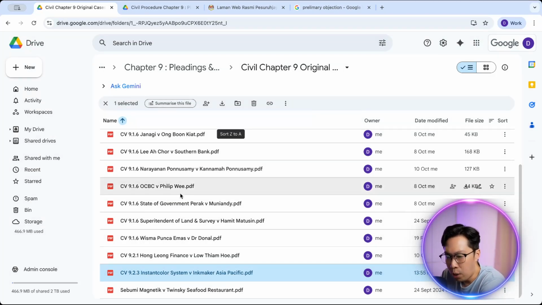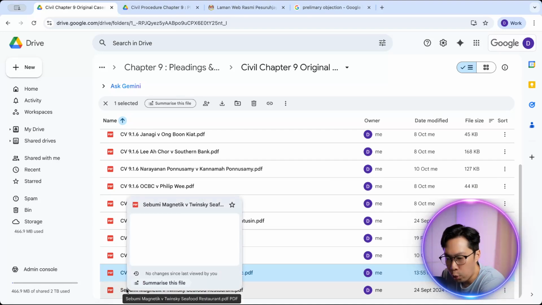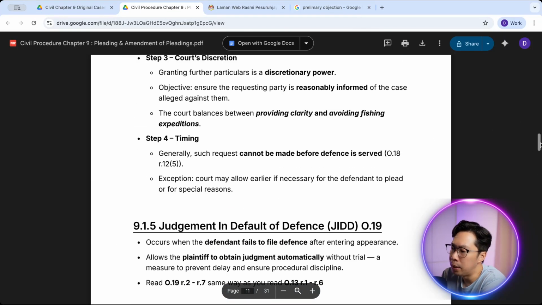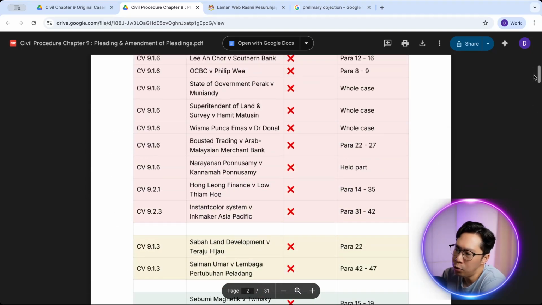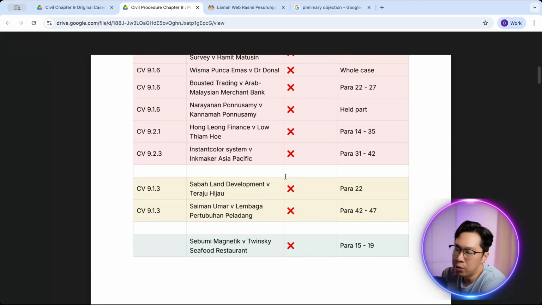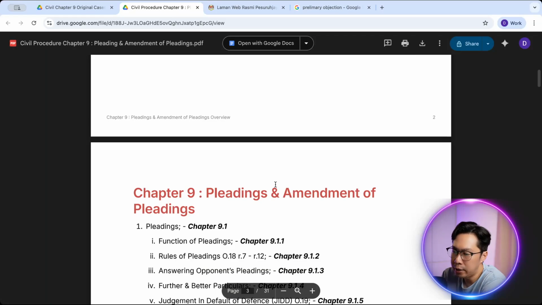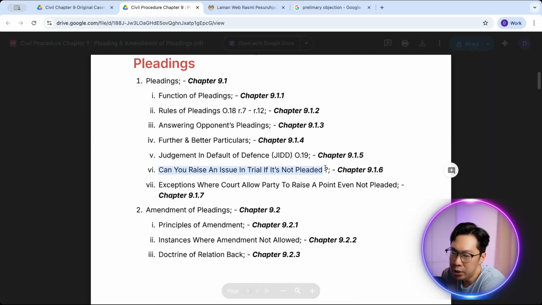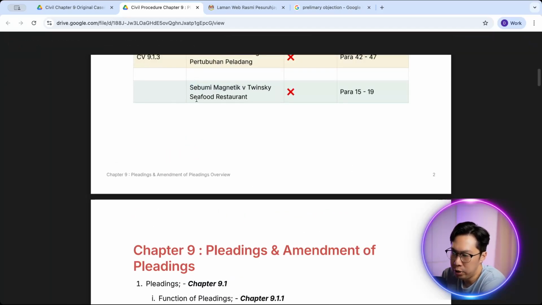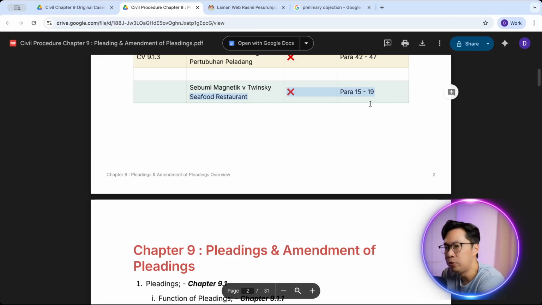Now you also see one of the cases here there is no quote because I didn't put a quote here, because this case I don't know where I should put it. This case covers functions and rules of pleading. It also covers the issue of whether you can raise an issue in trial that is not pleaded. So I leave it to you here. That's why I haven't got a quote here. So the green color, only read when you're free.